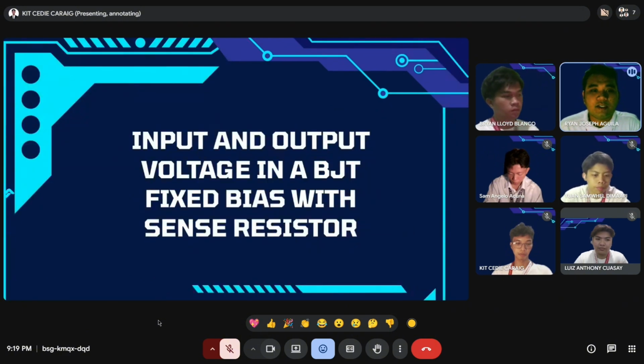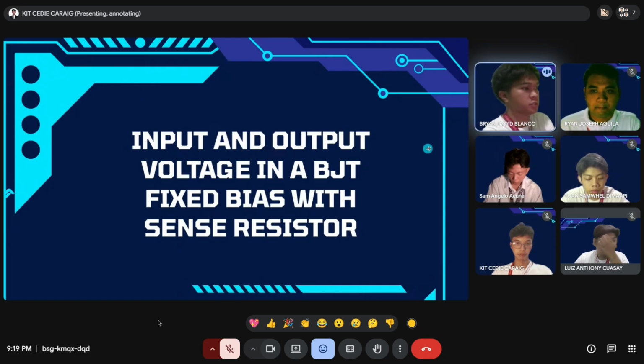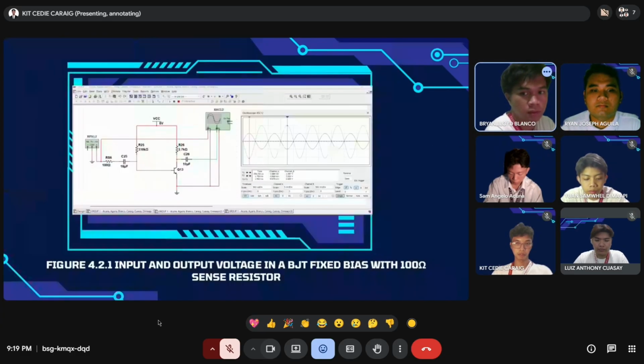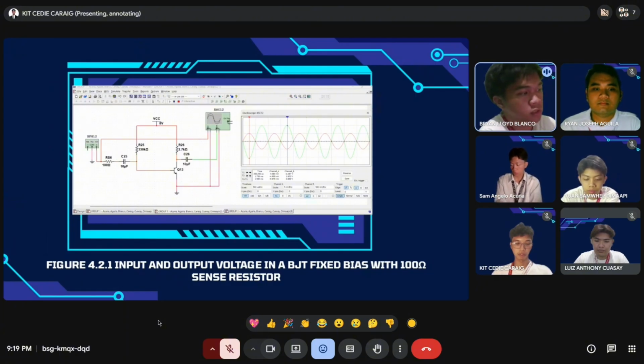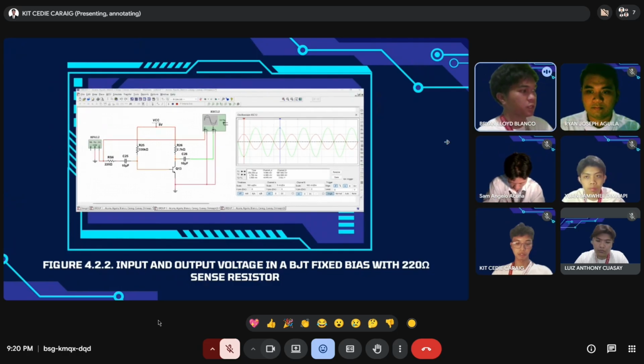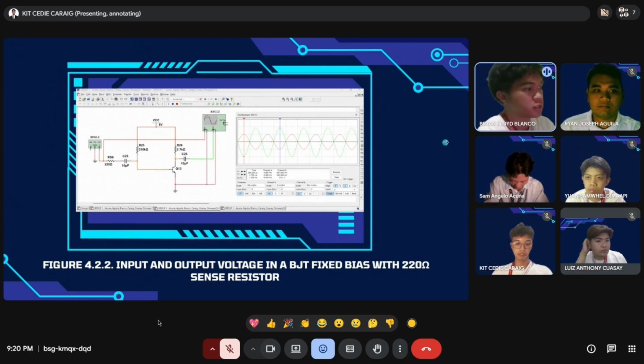And now let's talk about the input and output voltage in a BJT fixed bias with a sense resistor, for part 2, the effect of source resistance on voltage gain. Next slide. For figure 4.2.1, a 100 ohm sense resistor, the oscilloscope reads an input voltage of about 4.99 millivolts and an output of approximately 1 volt.